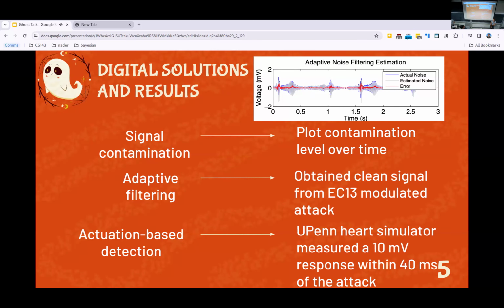And then the third method is if your component, whether it's a cardiac device or a commodity electronic, is able to measure its actual range of motion, its actuation, then it can use that range of motion to detect whether it's being attacked. So in their study, they used a heart simulator from UPenn, and they noticed that it was able to measure a 10 millivolt response within a cardiac pulse. And they were able to detect it 40 milliseconds after the attack. So they show that this is a viable method.